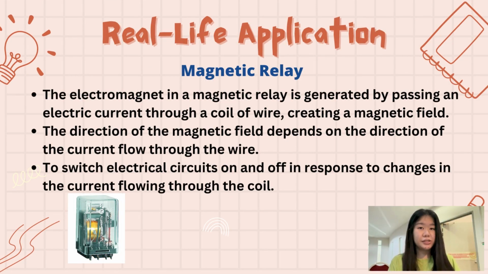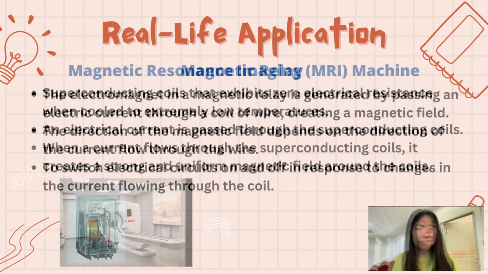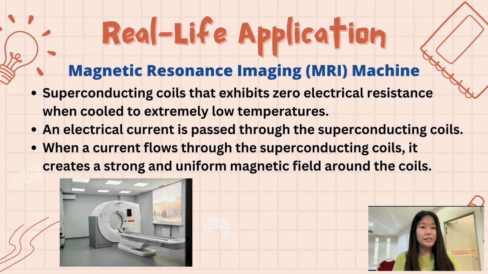The magnetic relay, as shown in the figure, applies the principle of an electromagnet. Overall, the electromagnet in a magnetic relay is generated by passing an electric current through a coil of wire, creating a magnetic field that interacts with a ferromagnetic core and controls the movement of the relay's mechanical components. The direction of the magnetic field depends on the direction of the current flow through the wire. This mechanism enables the relay to switch electrical circuits on and off in response to changes in the current flowing through the coil. The next application is the magnetic resonance imaging machine.